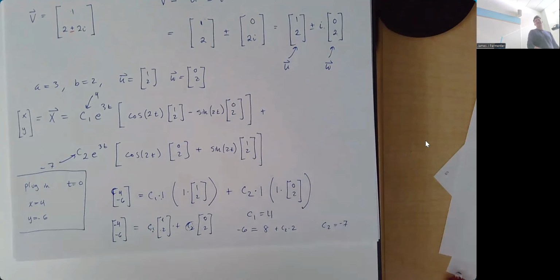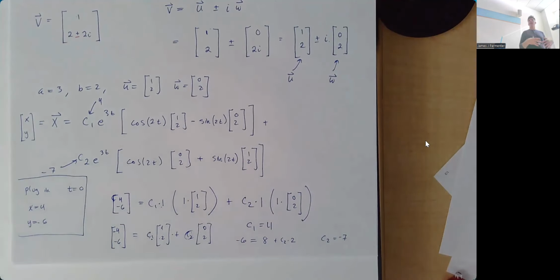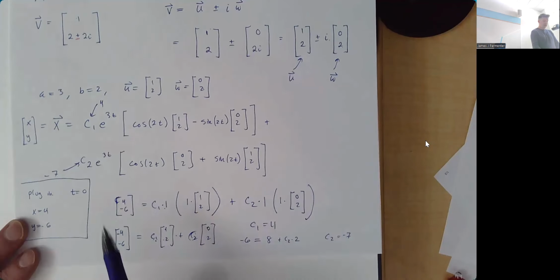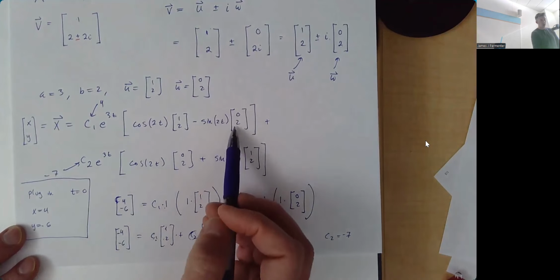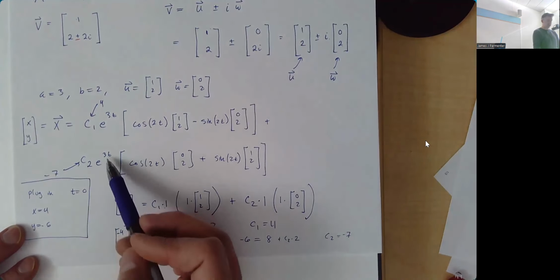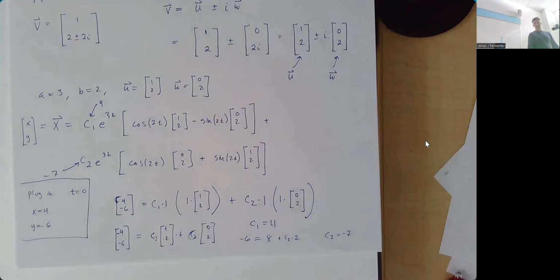Or even, erasing seems like a bad idea. Yeah, so I should say, that is the solution to the system. The solution to this system of equations is 4e to the 3t times cosine of 2t times 1, 2 minus sine of 2t times 0, 2 plus negative 7e to the 3t times cosine of 2t times 0, 2 plus sine of 2t times 1, 2. It's gross, it's long, but that is the solution.